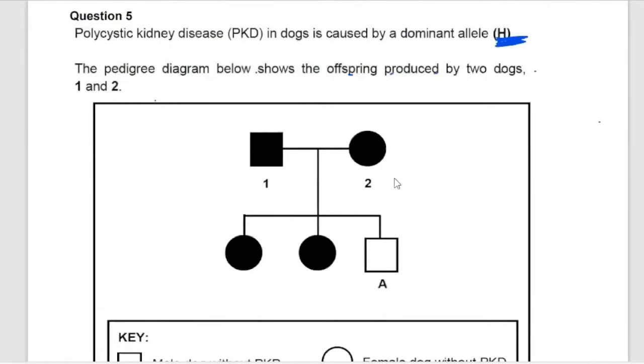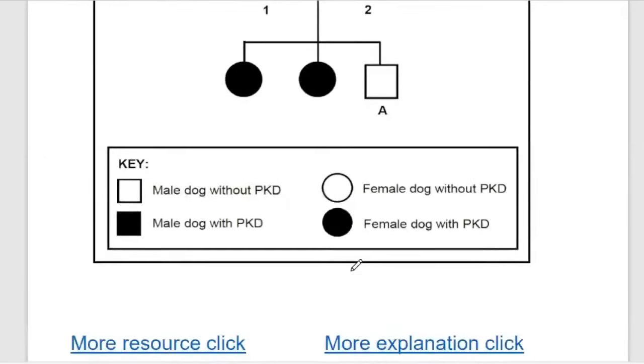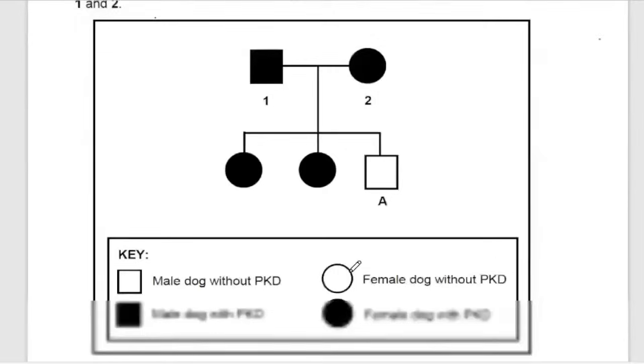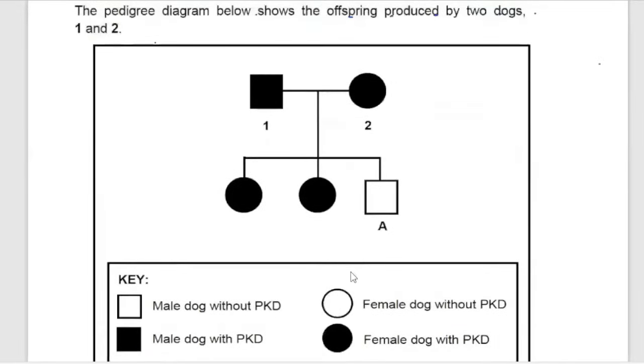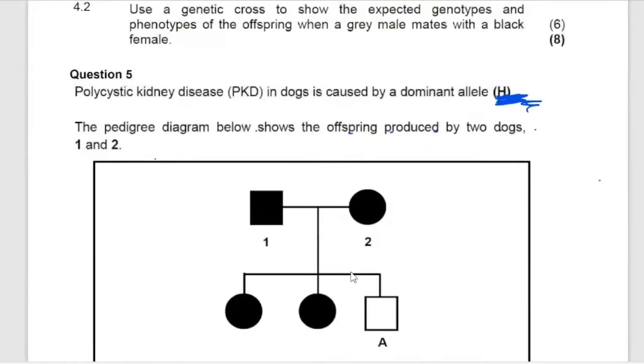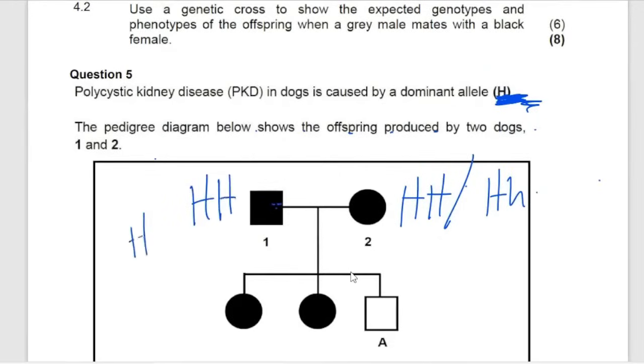This one is also caused by a dominant allele, meaning that the one who is sick, check here. Even here they're saying dogs with the disease and dogs without the disease. So these ones which have the disease are going to be capital H, capital H, or capital H, small h. Even this one is going to be capital H. It is a male, but I'm not using X and Y. Capital H, or capital H, small h.